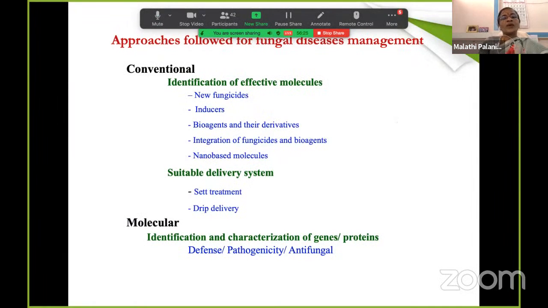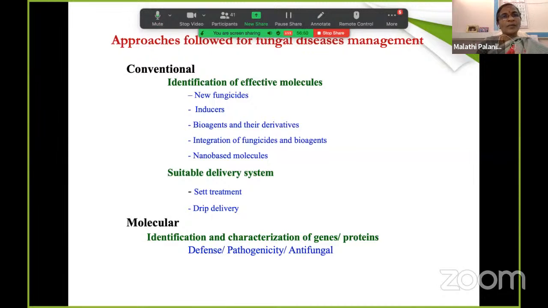Then regarding fungal diseases, there are different fungal diseases, among which the important ones are red rot, smut, and wilt, the 3 important diseases. To some extent, sett rot is also there, but it is a minor disease. And for these 3 important diseases, we are tackling on different angles.